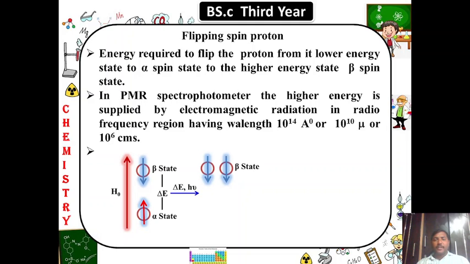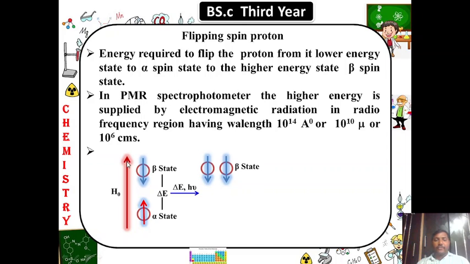In a PMR spectrometer, the higher energy is supplied by electromagnetic radiation in the radio frequency region. The wavelength is near about 10 raised to power 14 angstrom, or 10 raised to power 10 micro, or 10 raised to power 6 centimeter per second. These are the figures.